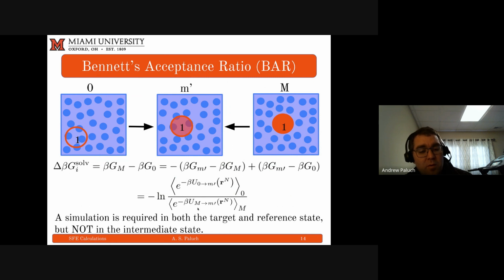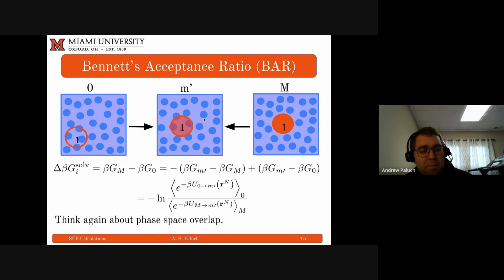Now the idea behind Bennett's method is, I can see this in principle, and how this would be beneficial. Adding an intermediate state would mean I have a smaller deviation or perturbation between 0 and m prime than 0 to big M, and m prime to m is going to be a smaller perturbation than from 0 to m. Now, the realization that Bennett had, though, is that I don't actually need to perform a simulation in state m prime.